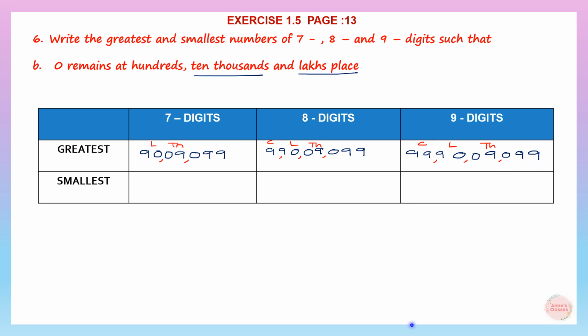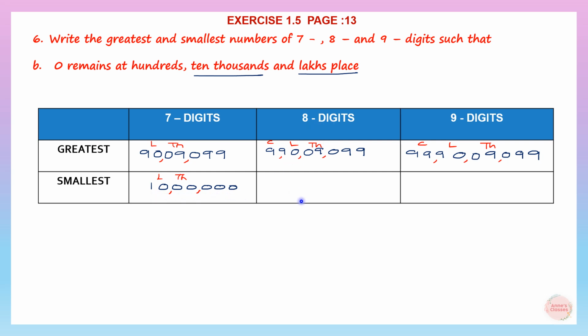Now let's form the smallest, that will be 1 followed by 6 zeros. 1, 2, 3, 4, 5, 6. Now here it says 0 remains at the hundreds, 10,000s and lakhs place, and 0 is already there. So we don't have to replace anything. We'll just put commas in the right places. Ones, tens, hundreds, comma. Thousands, 10,000s, comma. So let's read the number. This is lakh, this is thousands. So let's read 10 lakh and no other number. So this whole number will be read as 10 lakh.